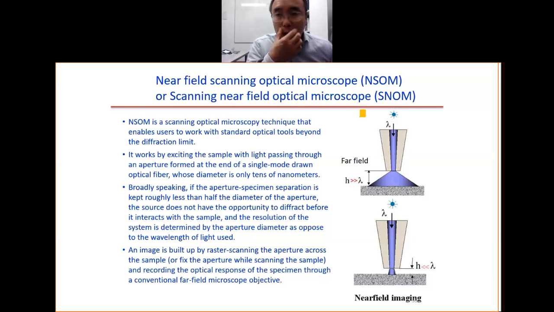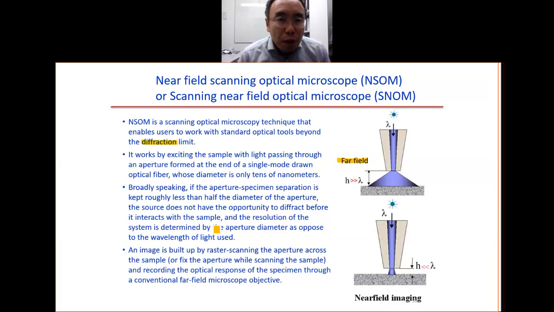So we know that when we do optical microscope, optical imaging, the resolution is limited by the diffraction of the light. The resolution will be close to the wavelength because of the diffraction. But when we have this kind of setup, we have this optical fiber, and the central part is hollow. The light will be guided through this hollow fiber. When they are very far away, this is the far field, so you have this diffraction.